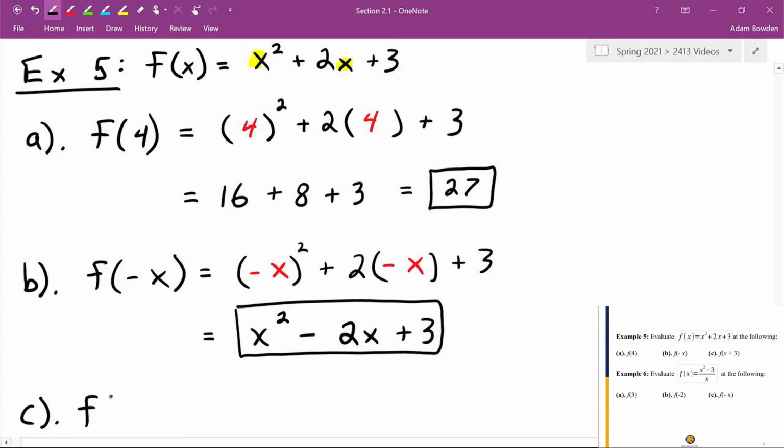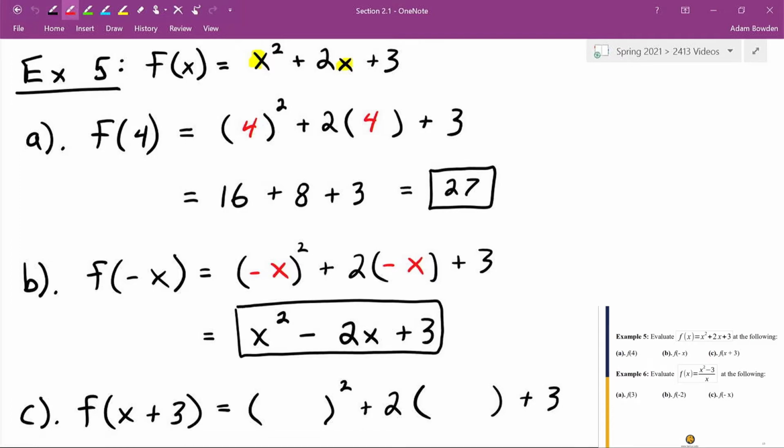And then the next part says f of x plus 3. Now this is a little more complicated because we're plugging in a full x plus 3 into the function. So again, imagine the locations where x is located in the original function. In the place of where x was, I'm putting x plus 3. So it'll be x plus 3 to the second power plus 2 times x plus 3 plus 3.